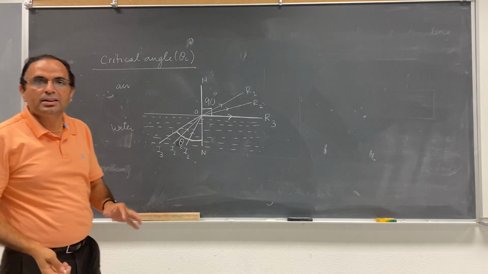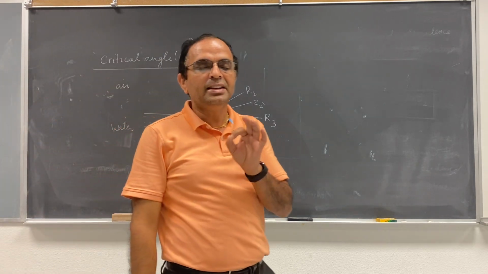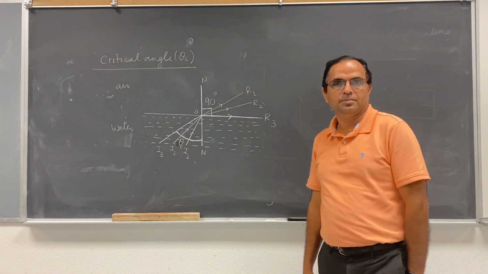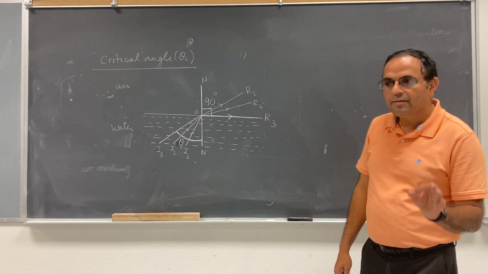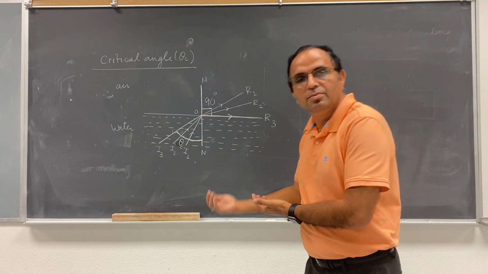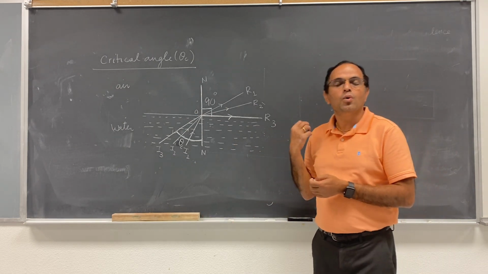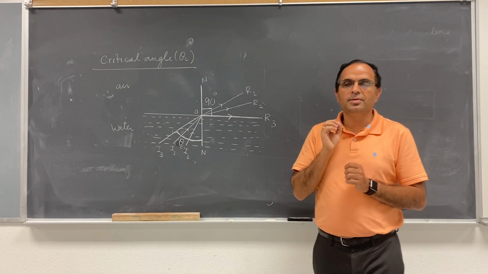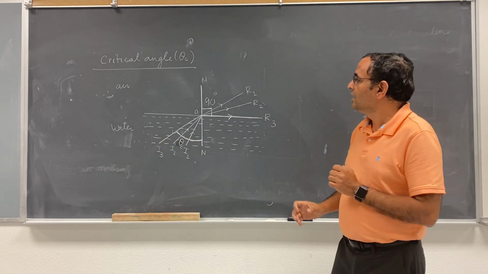It is very simple. Critical angle is the angle of incidence in the optically thick medium. When the ray of light is traveling from an optically thick medium to an optically thin medium, light bends away from the normal. That is from the laws of refraction.